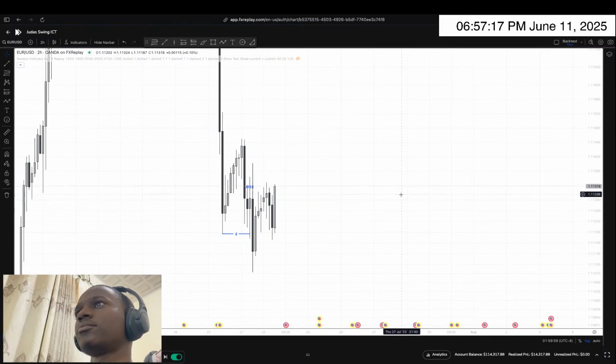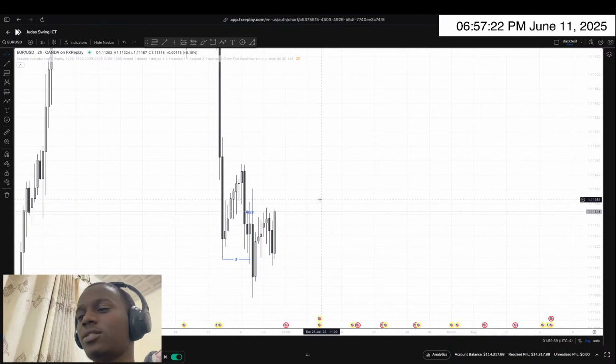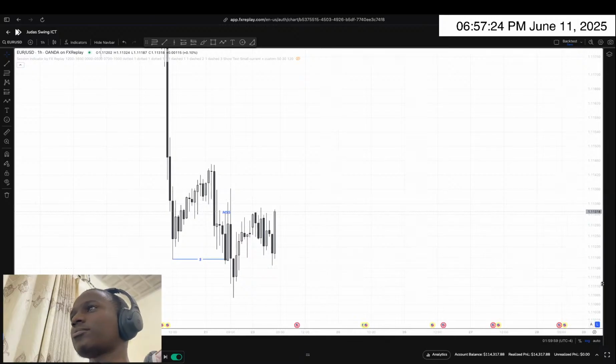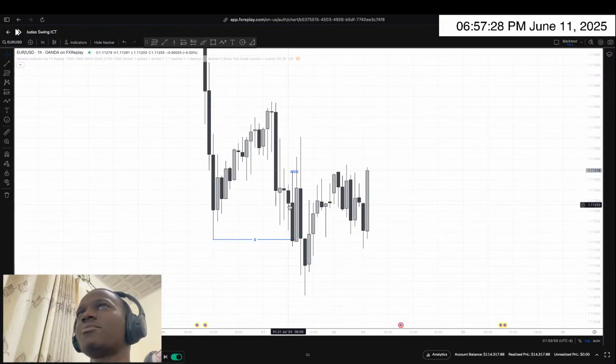2 hour failed to break below this low, and now I go to the 1 hour. So there is no big thing here except for these wicks.